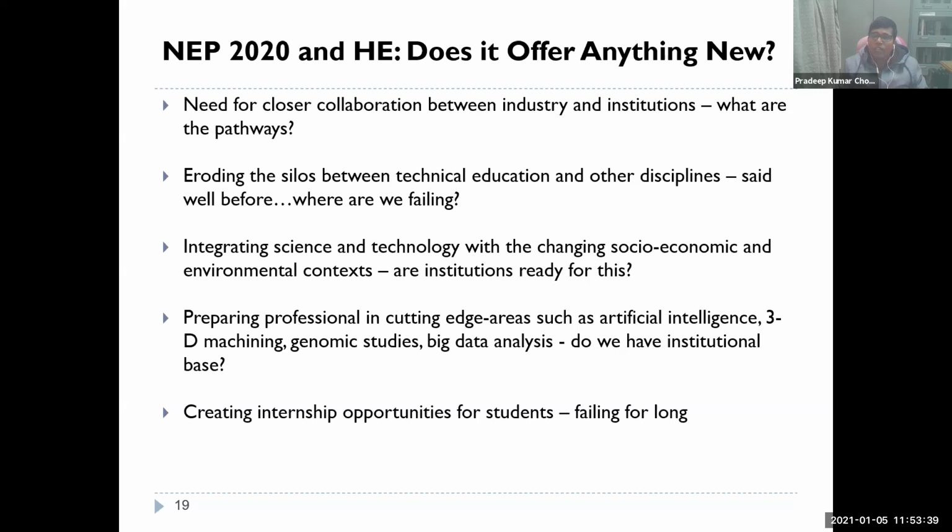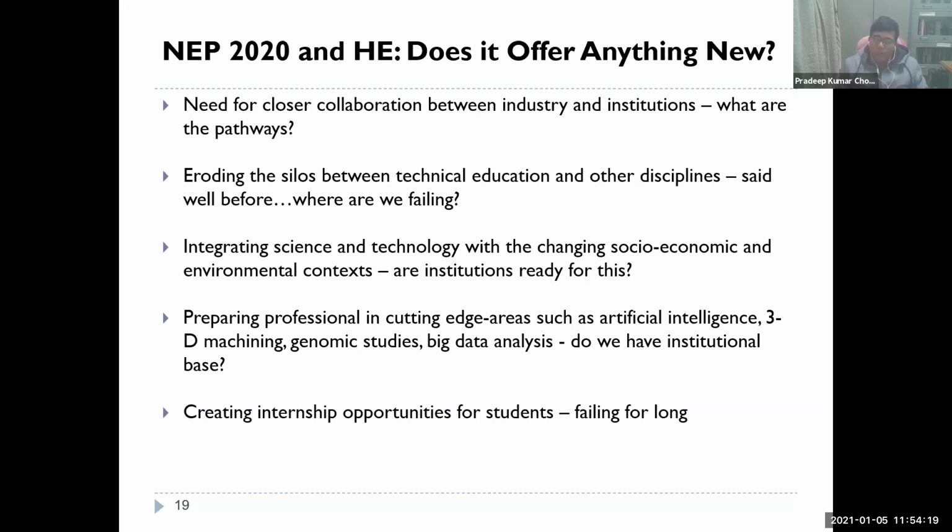Integrating science and technology with the changing socio-economic and environmental context: are institutions ready for this? Because there should be institutional readiness. I want to underline this point: institutional readiness to adopt several policies. But are we going in that direction, whether institutions are ready for implementing such recommendations? We are not saying much on this. And having your experience in different institutions, I would be really happy to listen from all of you about your experience on this.